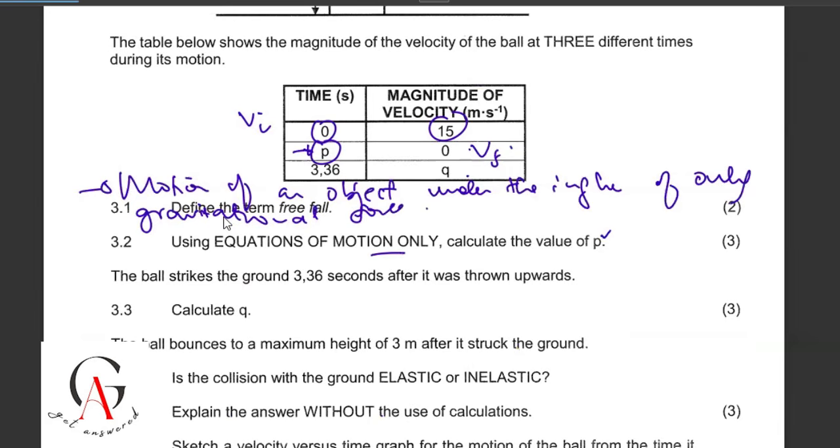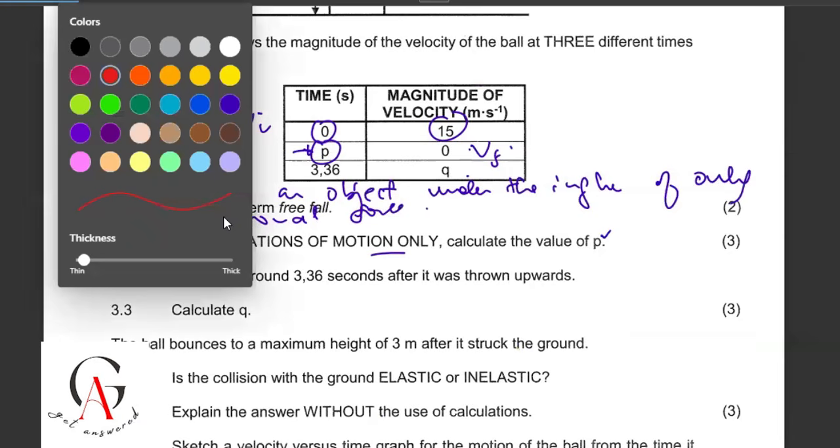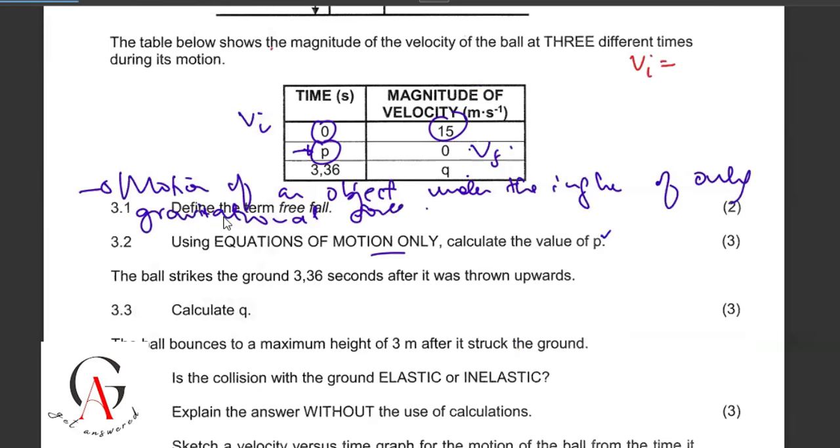Now, P is the V final, okay? So how do we get V final? Because we now have the V initial to be 15. V final is 0. Now we're looking for the time. The acceleration is the same as the g, which is 9.8.